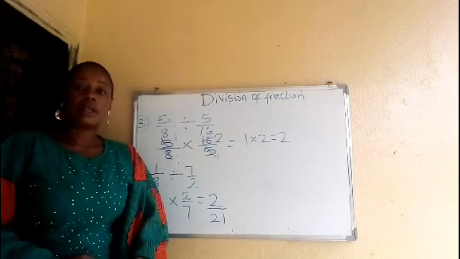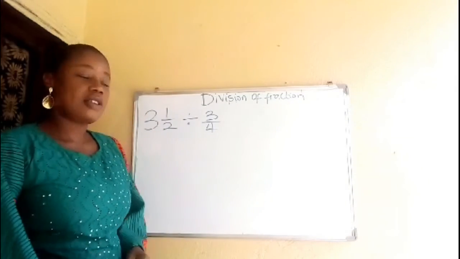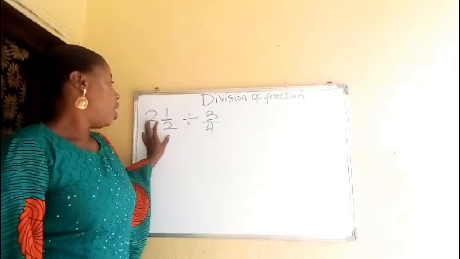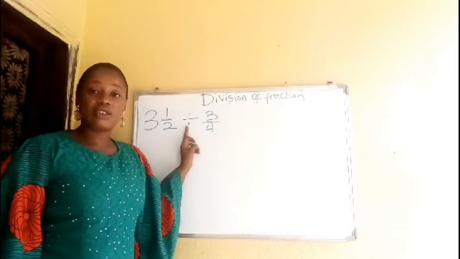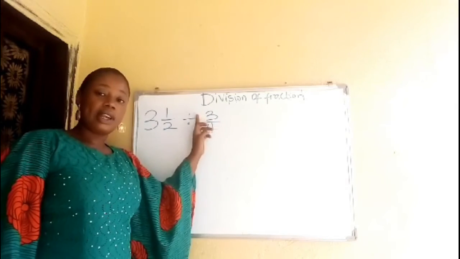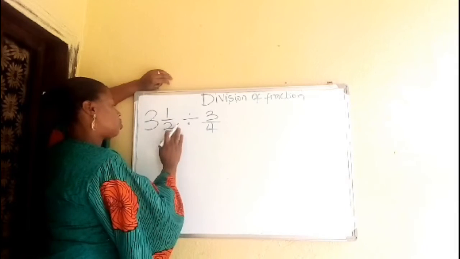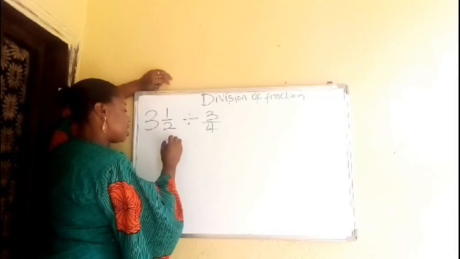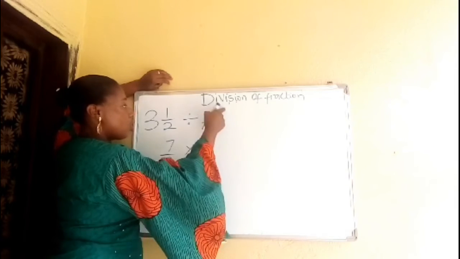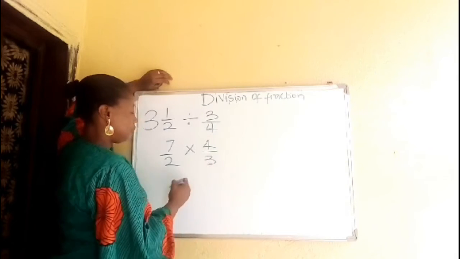Now, let us divide mixed fractions. When dividing mixed fractions, you have to change the mixed fraction to an improper fraction, and then you change the division sign to a multiplication sign. When you change it to multiplication, you turn this up and bring the 3 down. Okay, let's do it. This is a mixed fraction. 2 times 3 is 6. 6 plus 1 is 7 all over 2. This changes to times. 4 goes up and 3 comes down. We have 4 over 3.